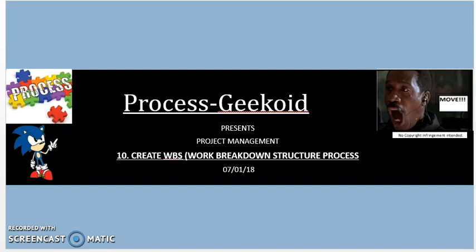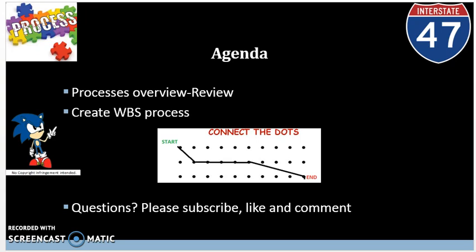Today's agenda will be going over creating the WBS, which is the 10th process, as well as going over the PMBOK process table. This process occurs at the intersection of the scope knowledge area and the planning process group. Create work breakdown structure is the last planning process under scope planning.